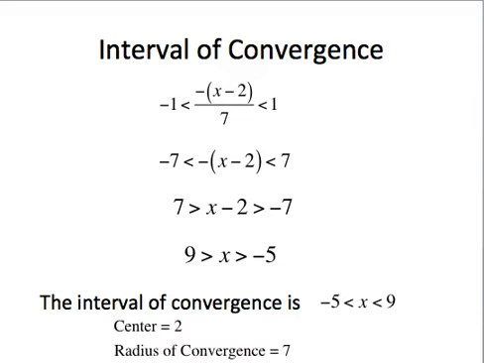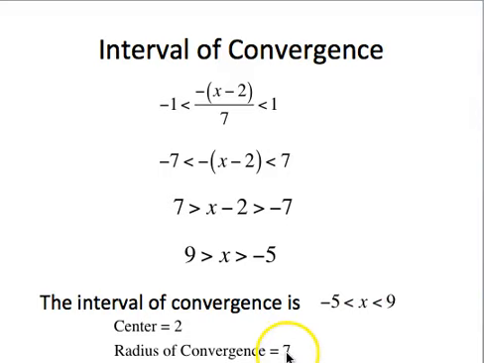The center of this interval is 2, and you can sort of see that up here. That's our center. In between negative 5 and 9, the middle of negative 5 and 9 would indeed be 2, and we see that here. The radius of convergence is 7. The radius of convergence is half the length of the interval from negative 5 to 9. That has a length of 14.